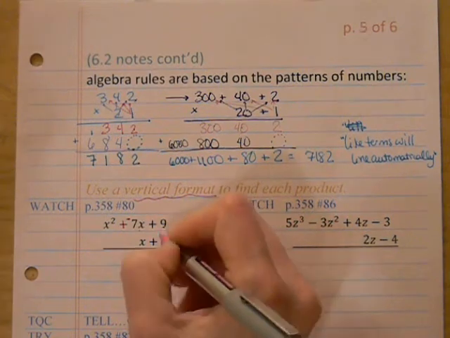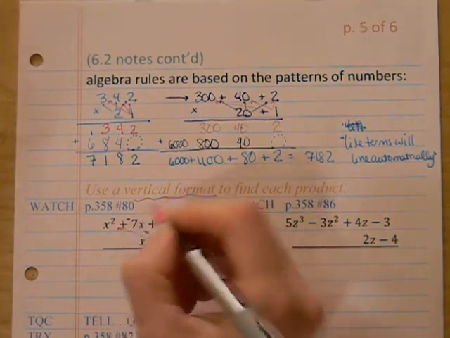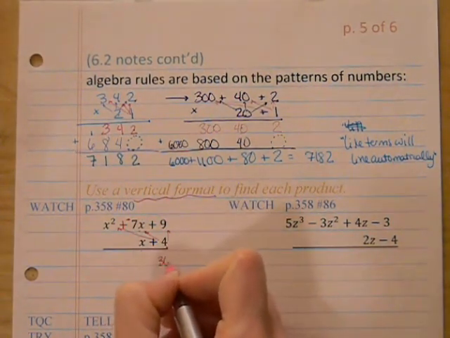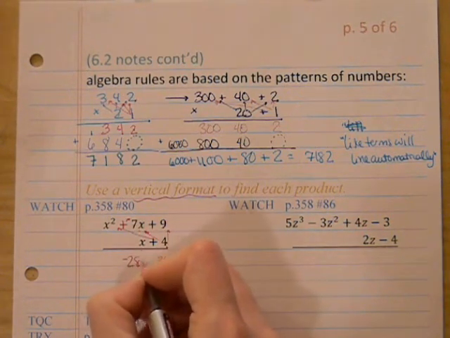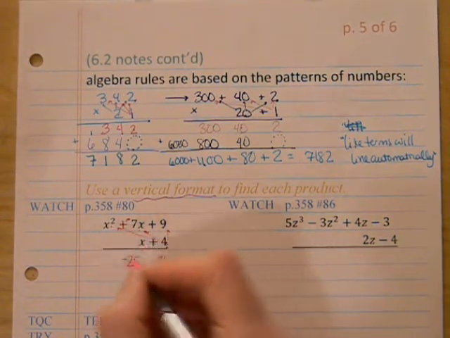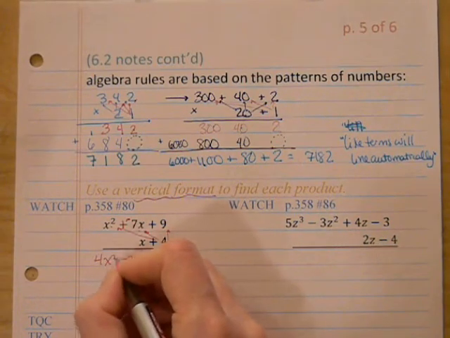So we're going to multiply the 4 by all 3 pieces. 4 times 9 is 36. 4 times negative 7x is a negative 28x. 4 times x squared is a positive 4x squared.